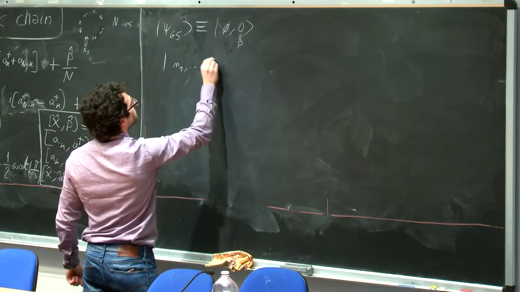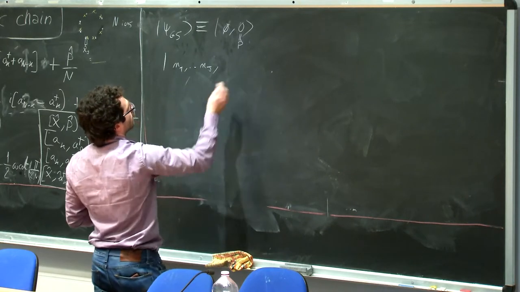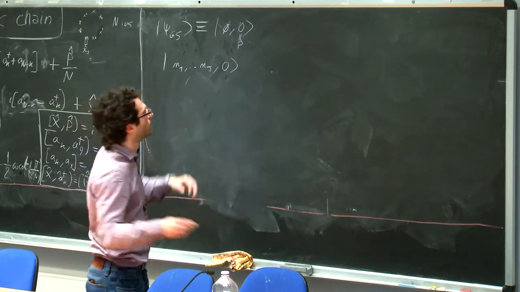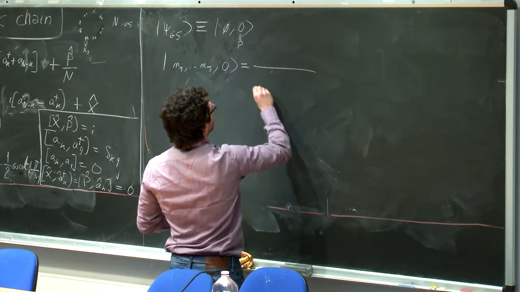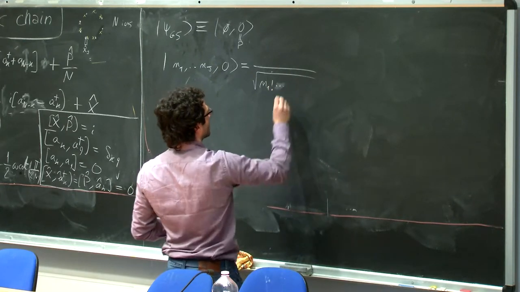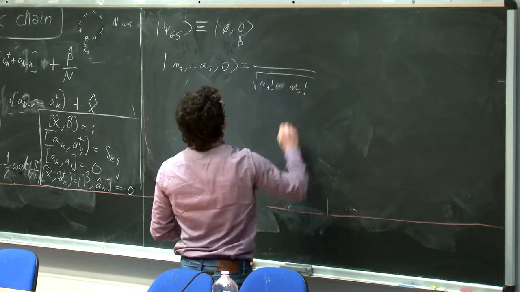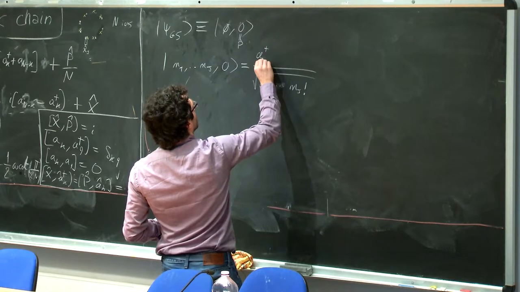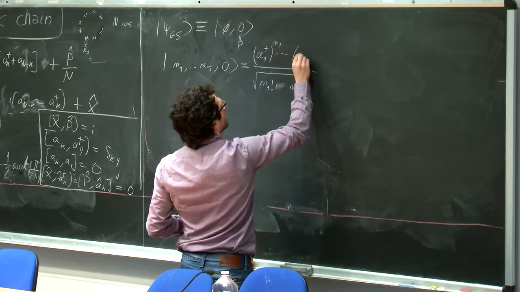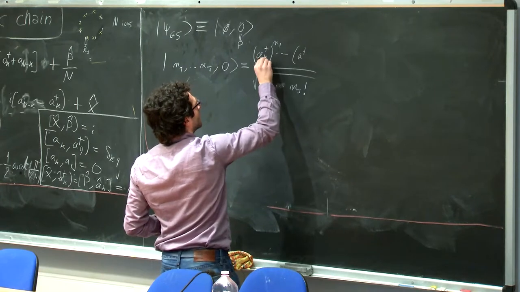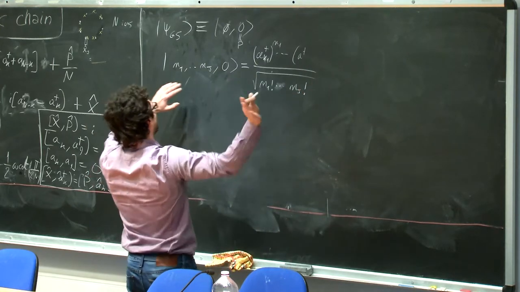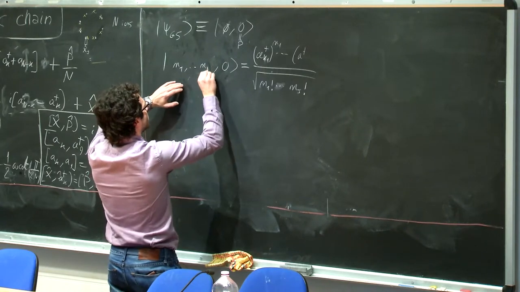N_1, ..., N_j. Let's consider just excited states with zero total momentum for the sake of simplicity. So this will be given by, trust me about the normalization, because you could easily guess it from the result for the single harmonic oscillator. So you have A dagger 1 to the N_1, and so on. Let's write it in this other form, with capital N minus 1.